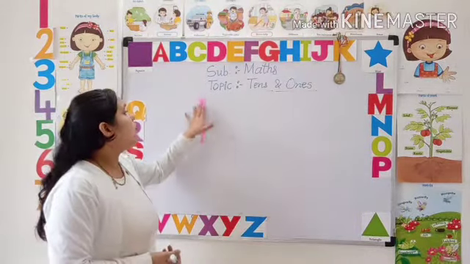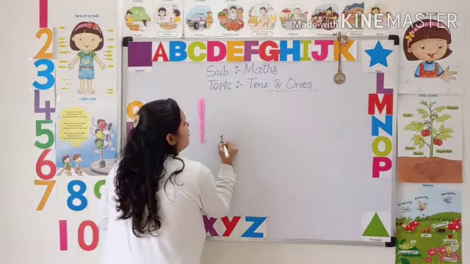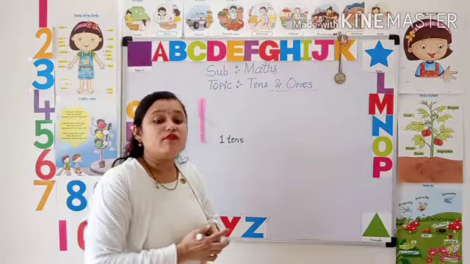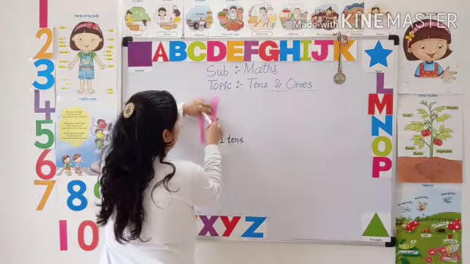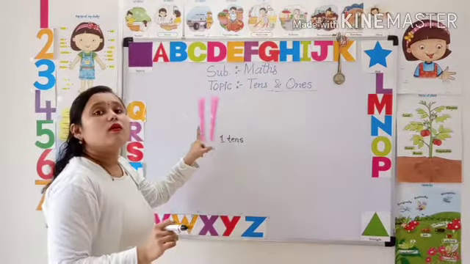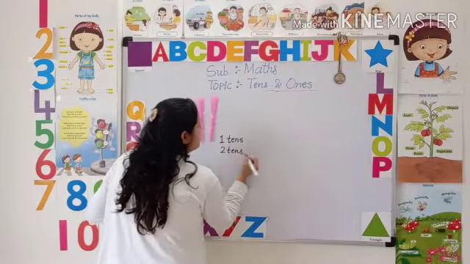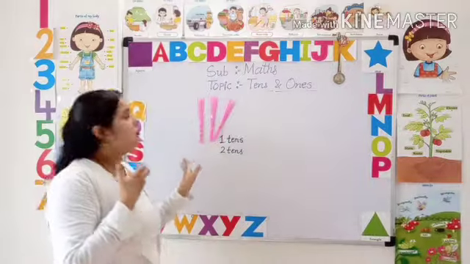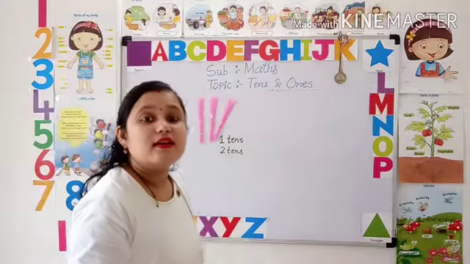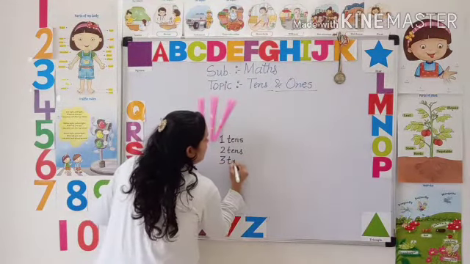80. I have 1 bundle of 10 straws. It means 1 tens. So, I'm going to add 1 more bundle. Now, how many bundles do we have? Yes, 2 tens. Now, I have 3 bundles of 10 straws. In each bundle there are 10 straws. So, I will write here 3 tens.